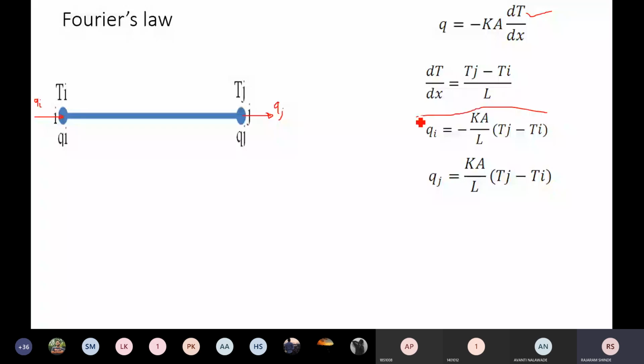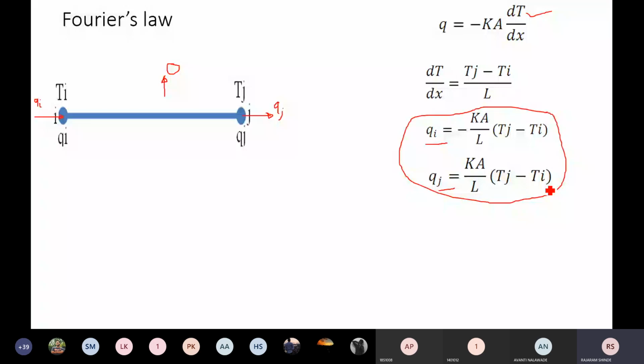So I will write Qj is equal to Ka by L (Tj minus Ti). Now you see these two equations. This is the heat coming inside the element through node i, and this is the heat going outside the element through node j. There is no convection here. In this direction, heat flow is 0. Therefore, whatever heat is coming inside the rod, that same heat is going outside the rod. The heat coming in is Qi, minus Ka by L (Tj minus Ti), and the heat going outside the rod is Qj, Ka by L (Tj minus Ti).